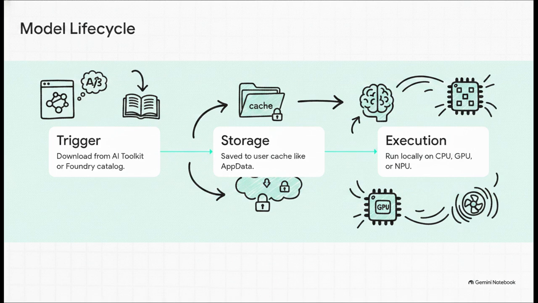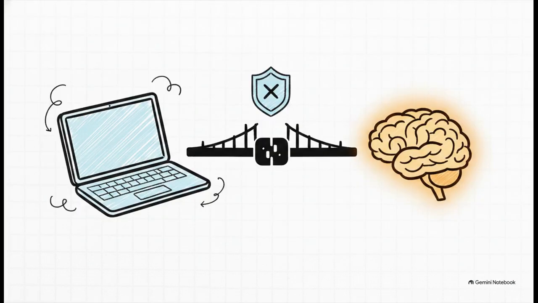Finally, execution. The models spin up using your local hardware. Whether you're rocking a robust CPU, a dedicated GPU, or a modern NPU, a neural processing unit designed specifically for AI, the toolkit optimizes the execution to match your exact silicon. So once they're running, they expose themselves via localhost endpoints.